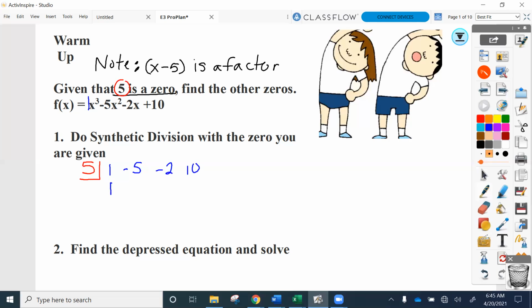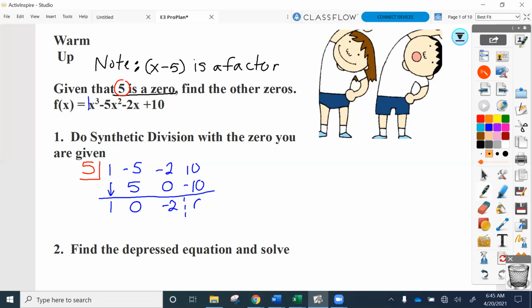So to do synthetic division, if you recall, you're going to bring down the 1. Then you're going to take this 1 and multiply it by the 5, the 0 you were given. Put the result here. Then we're going to add -5 and 5 to get 0. And then we're going to again multiply the 0 by the 5, the red 5, and put the result here. So 0 times 5 is 0. Then we're going to add -2 and 0 to get -2. And then we're going to multiply again the -2 by the red 5 to give us -10. And then we're going to add again.